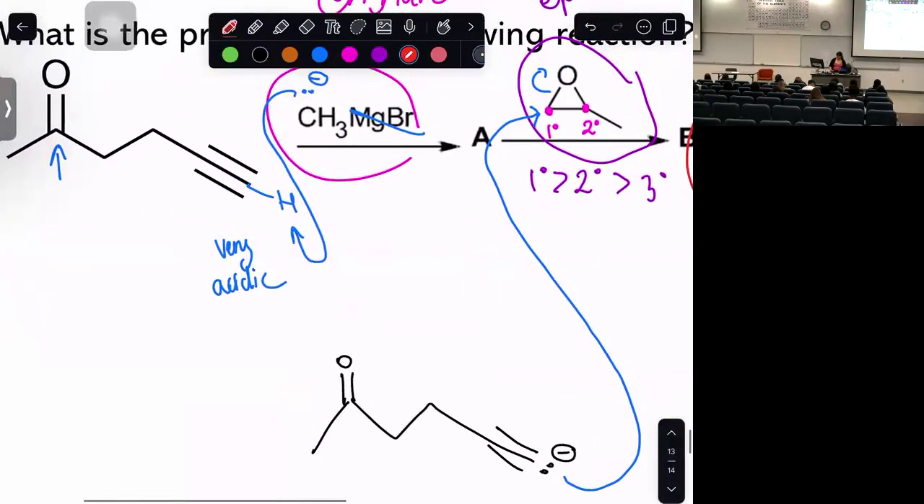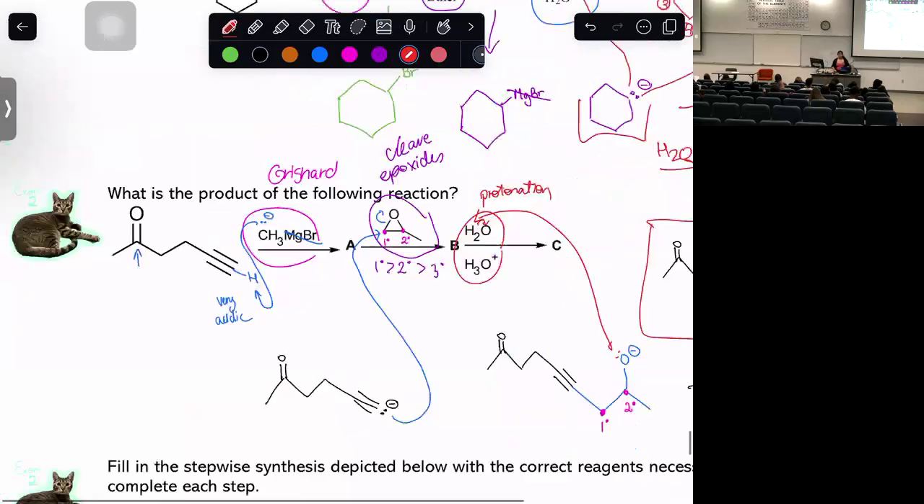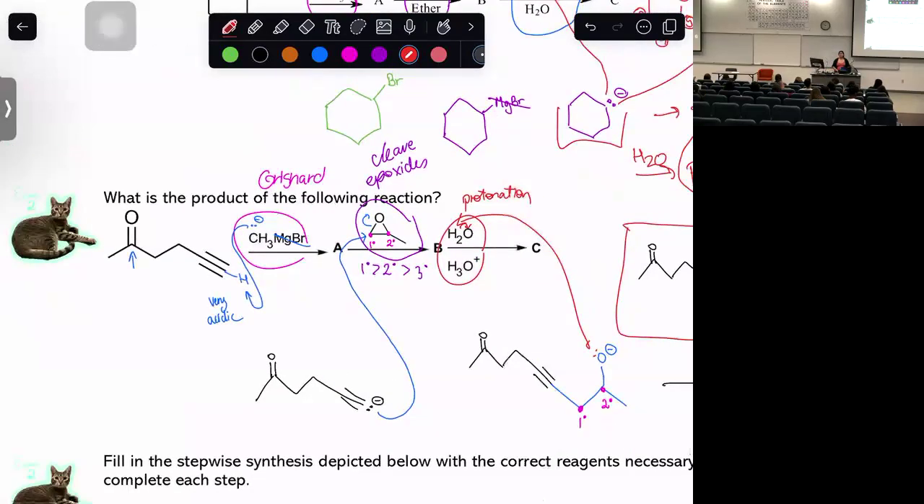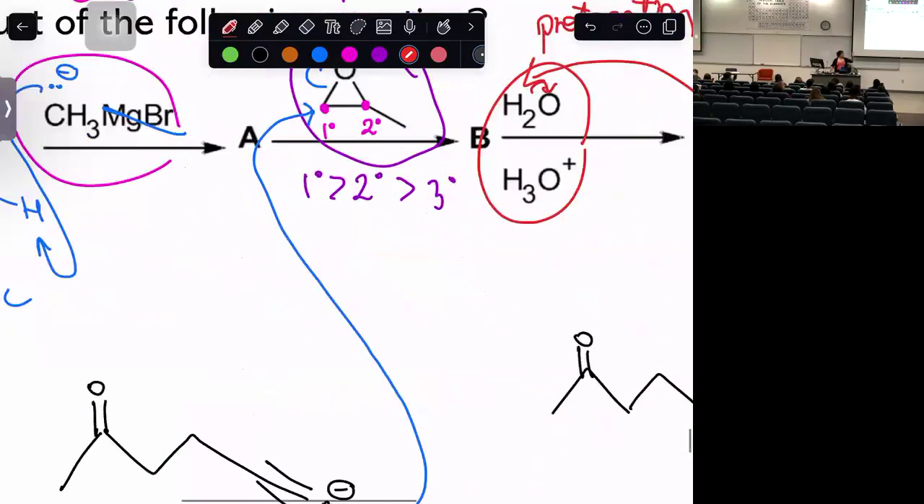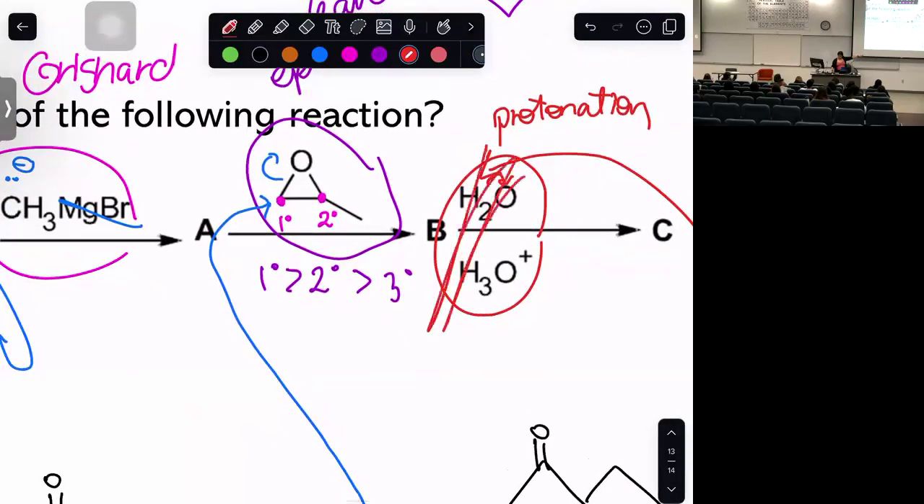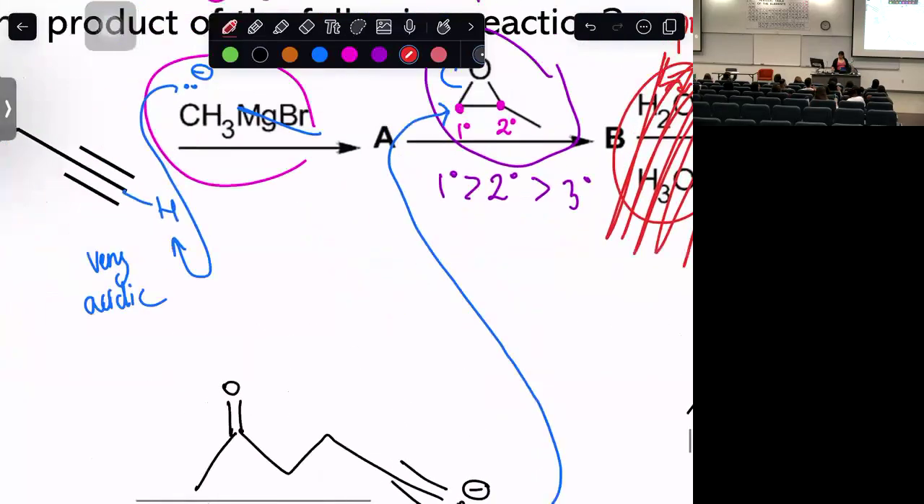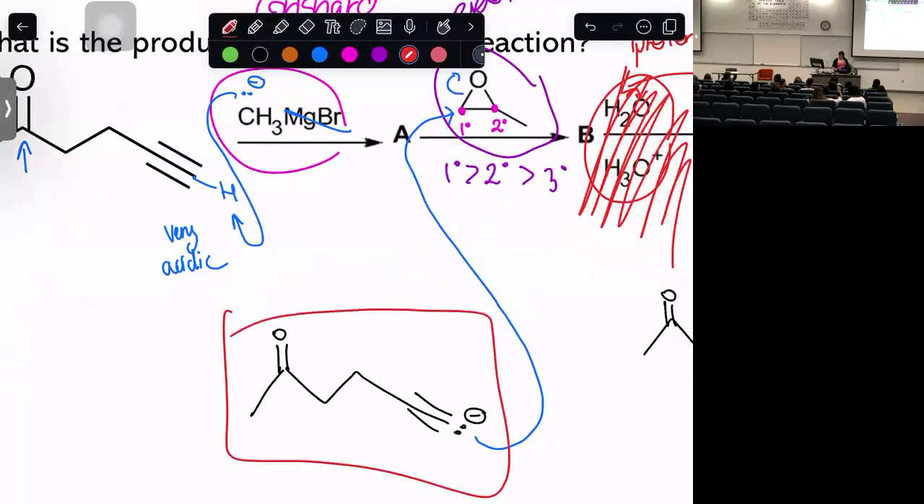We were just looking at this portion. So we were just looking at the epoxide and the little terminal triple bond with the negative charge. I wasn't looking at the H2O or H3O plus. Because in this case, remember, I'm not looking at every single step at once. A lot of students get confused with this portion. You're not looking at that yet. You're looking at what you're given so far, which is this guy.